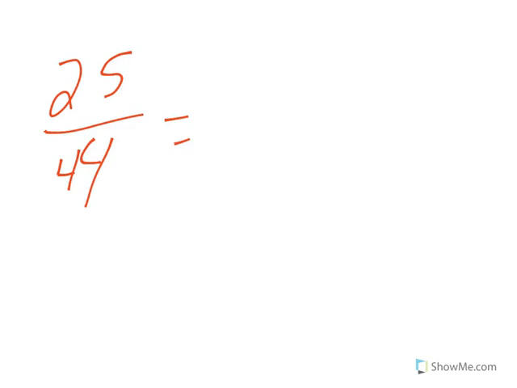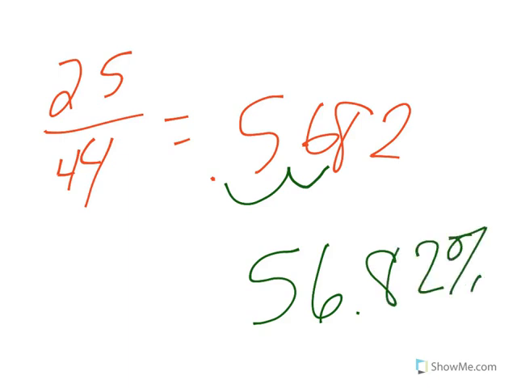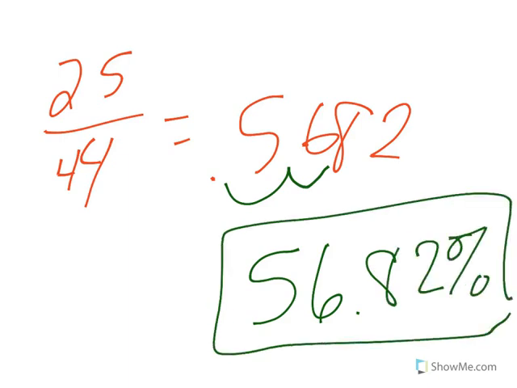That will give me a decimal, right? I can turn the fraction to a decimal by dividing, and I end up with 0.5682. Well, recall that the directions say round to the nearest hundredth of a percent. So decimal to a percent, we multiply by 100, and I end up with 56.82%. So 56.82% of the students in this class scored 11 or fewer on that quiz.